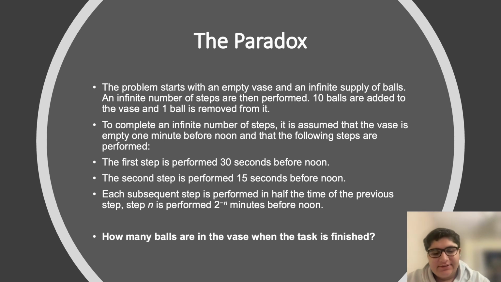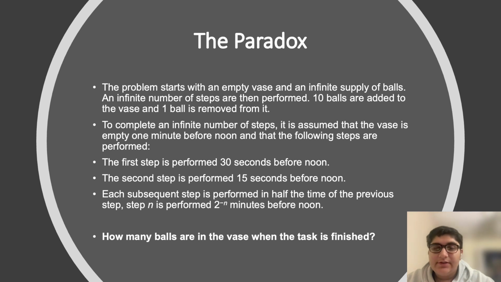The paradox starts with an empty vase and an infinite supply of balls, and then an infinite number of steps performed of the following. 10 balls are added to the vase and 1 ball is subsequently removed, and this together is one whole step. Now, the steps occur from 30 seconds before noon. This all happens in the time span of 11:59 to 12.